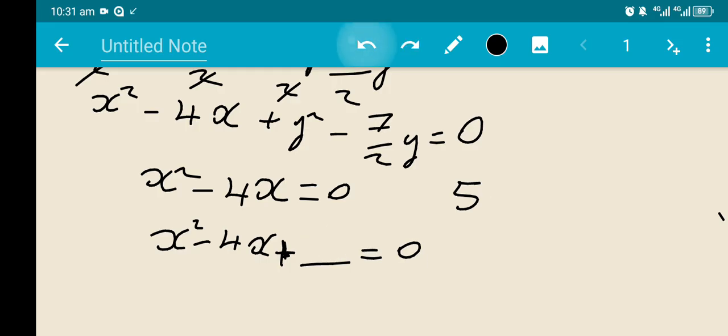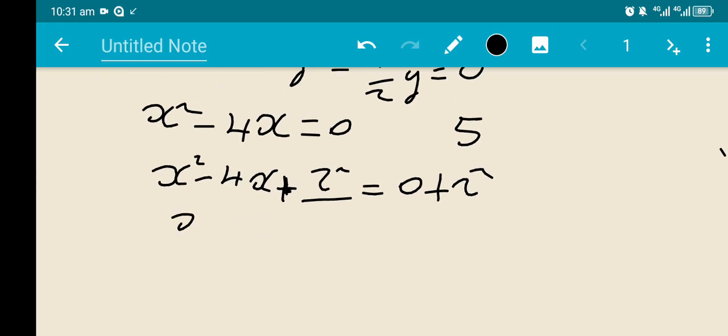So in a similar way, if we're going to add something there, we should add it on the other side as well. What we're going to add here is half of 4, which is 2. Then we'll square it. So this is 2 squared, meaning we'll do the same here. So that's 0 plus 2 squared, which is just 2 squared. Then let's simplify this. So this is x squared minus 4x plus 2 squared, should be equal to 2 squared on the other side.